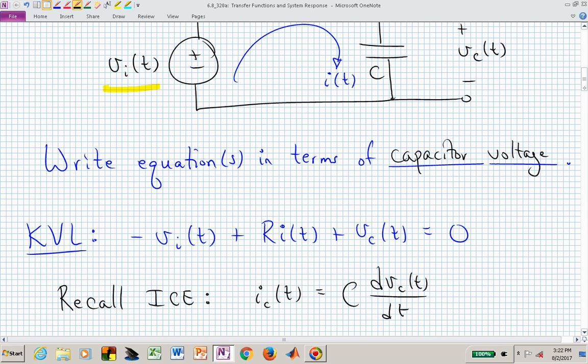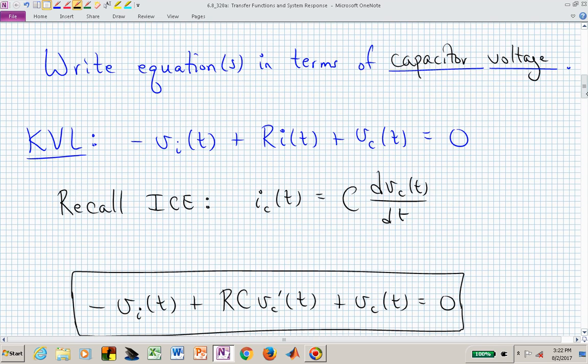So everywhere we see the I, we can now replace that I with C dV sub C/dt, and now we have one equation. It's a first order differential equation that consists of capacitor voltage and its derivative, and the independent variable, the voltage source, V sub I. So, writing KVL, which is a standby, we could have found a first order differential equation.